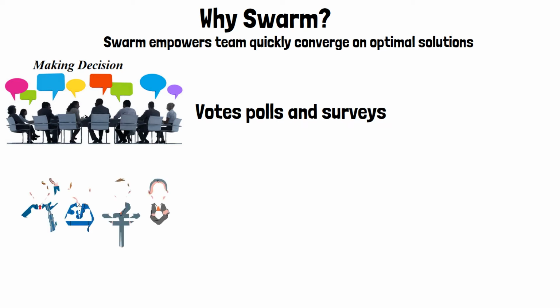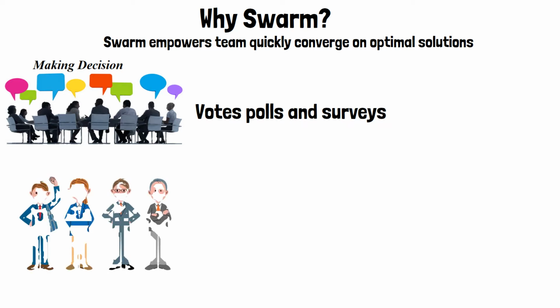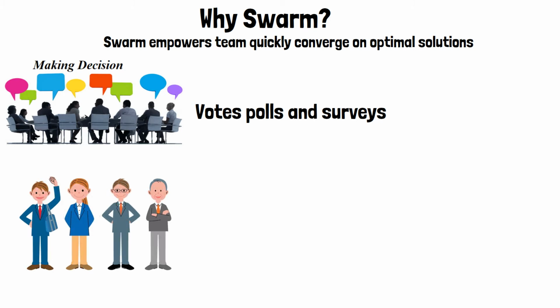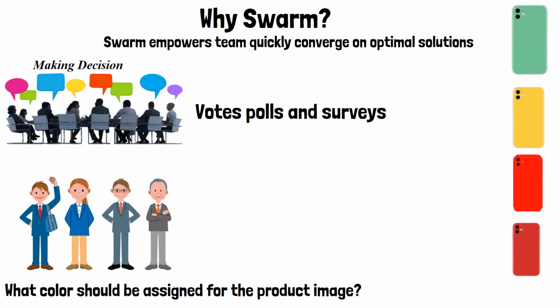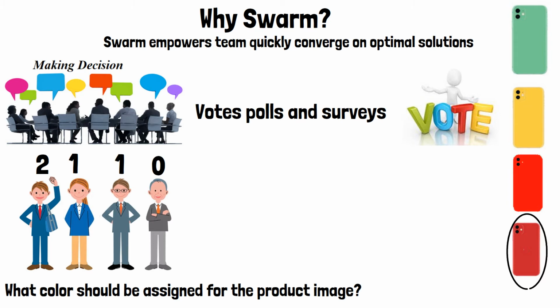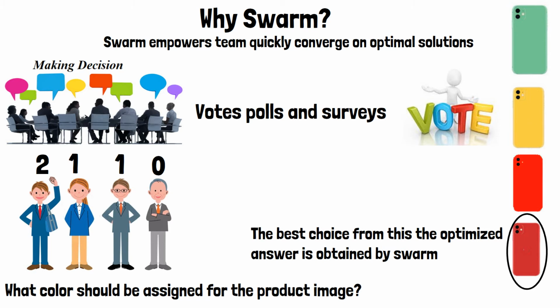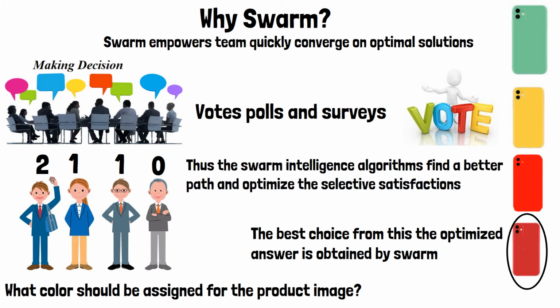Let's take a very simple example of how a team might use swarm in an organization. Imagine a team needs to make a highly controversial decision: what color should be assigned to the product image? Choose among the colors red, orange, yellow and green to maximize the group's overall satisfaction by voting. Let's say two people vote red, one orange and one yellow. The color with the most votes must be the best choice. From this the optimized answer is obtained by swarm. Thus swarm intelligence algorithms find a better path and optimize the collective satisfaction.